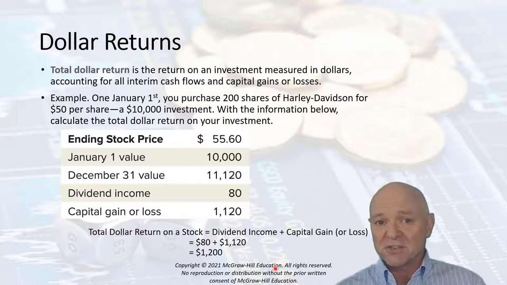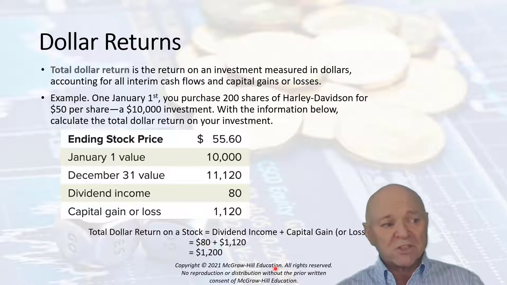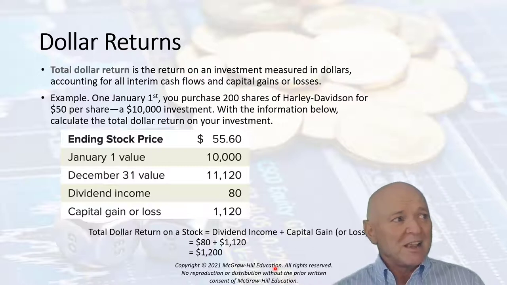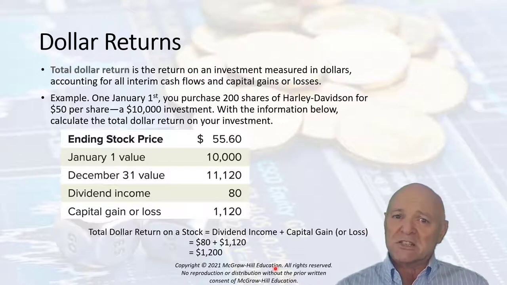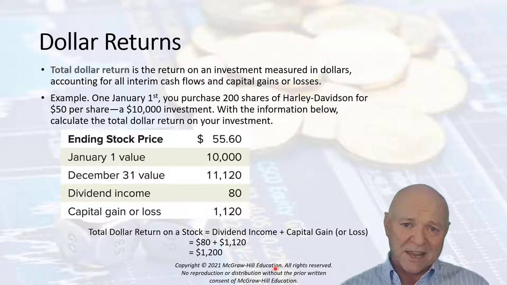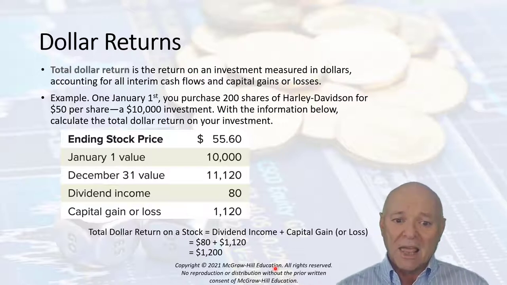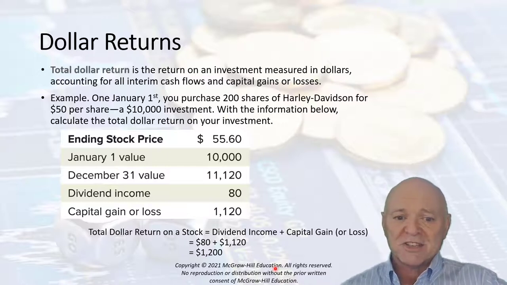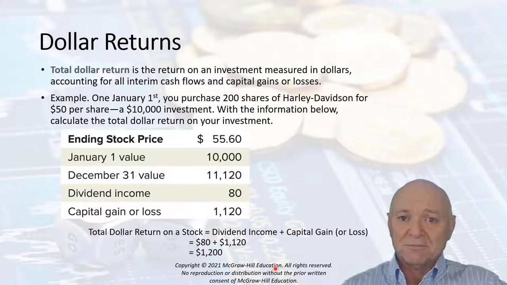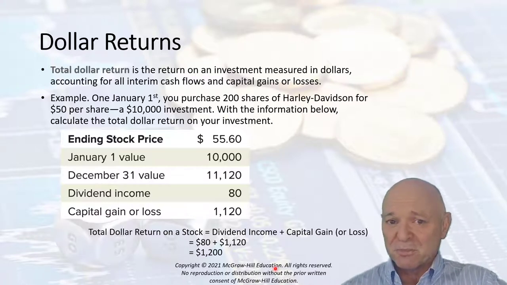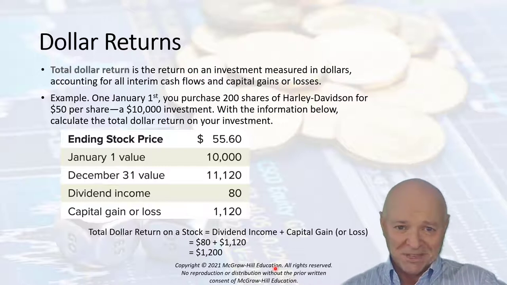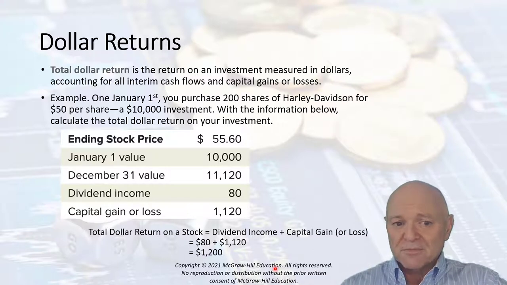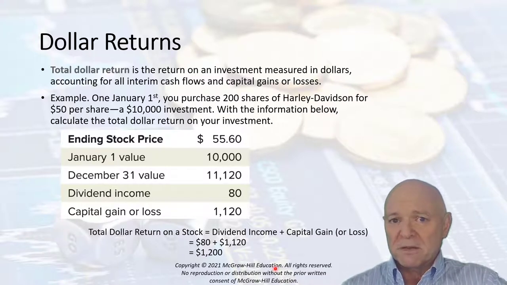Our textbook takes us through this step by step, but just to summarize what they have told you if you've already read the chapters, total dollar return is the return on investment measured in dollars, accounting for all of the cash flows that happen in the interim, and capital gains. So for example, if on January 1st you purchase 200 shares of Harley-Davidson, which has an interesting ticker symbol, HOG, another nickname for Harley-Davidsons, you bought the shares for $50, a total $10,000 investment.